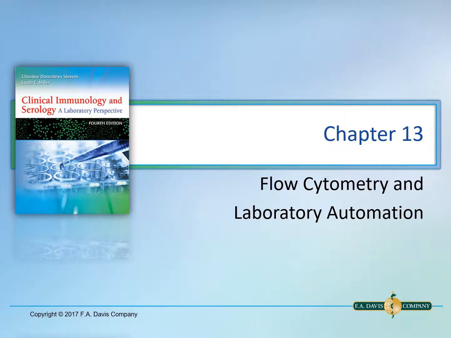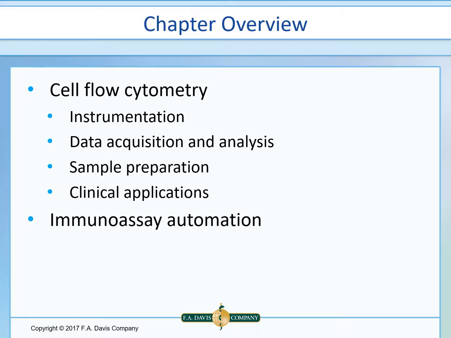Chapter 13 of your Immunology textbook covers flow cytometry and laboratory automation. In this chapter, we'll cover flow cytometry, the instrumentation used, data acquisition and analysis, sample preparation, and clinical applications of flow cytometry. In addition, we'll touch on immunoassay automation in the clinical laboratory.